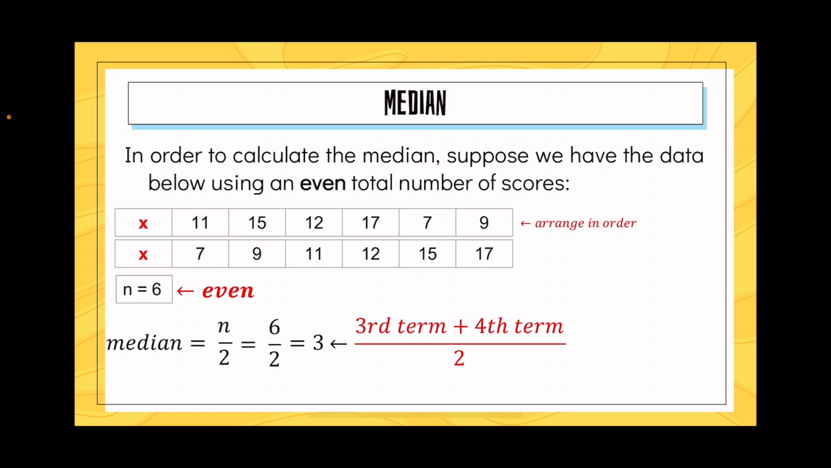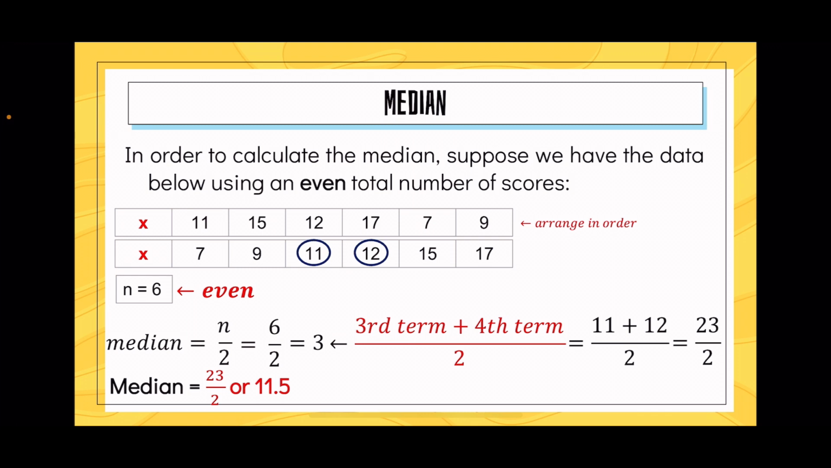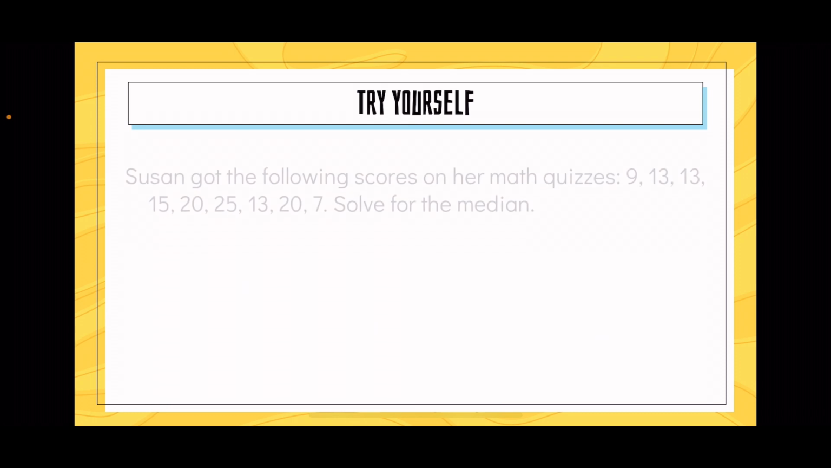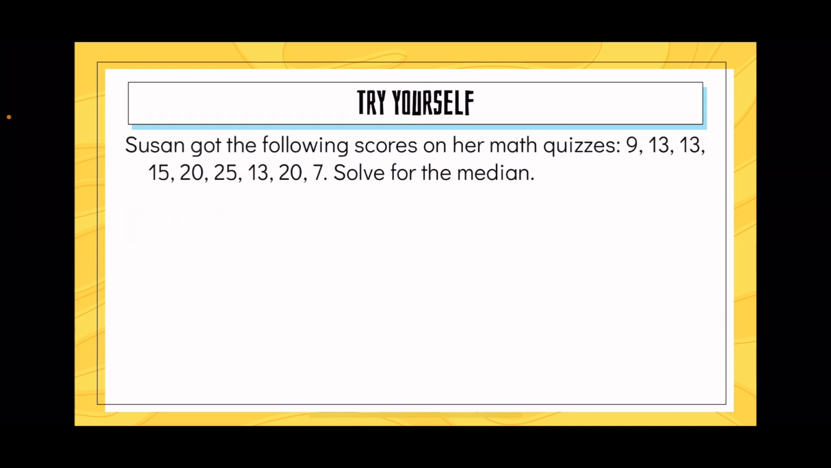So what values are there in the third term and fourth term? Very good. It's 11 and 12. So 11 plus 12 divided by 2 is equal to 23 divided by 2, or our median is equal to 11.5. Very good. So I want you to try this for yourself using the same problem as the mean. Susan got the following scores on her math quizzes: 9, 13, 13, 15, 20, 25, 13, 20, and 7. So solve for the median.